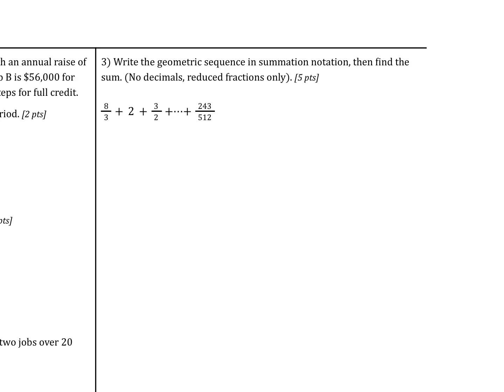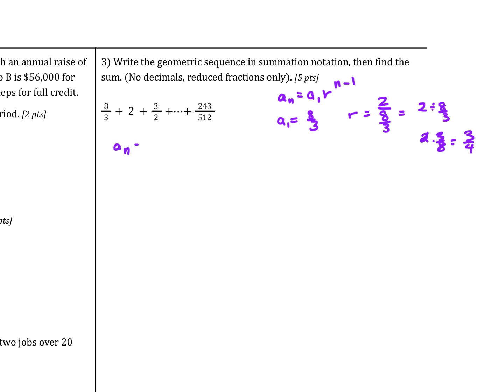Here is help in writing the geometric sequence in summation notation, then finding the sum. Since it's geometric, we know we're using a sub n equals a sub 1 r to the n minus 1, and that'll help us in writing our equation for summation notation. We know that the first term is 8 over 3, and then r we can find by finding the ratio between a sub 2 over a sub 1, so 2 over 8 thirds. So this becomes 2 divided by 8 thirds, or 2 times 3 over 8, which reduces to 3 over 4.